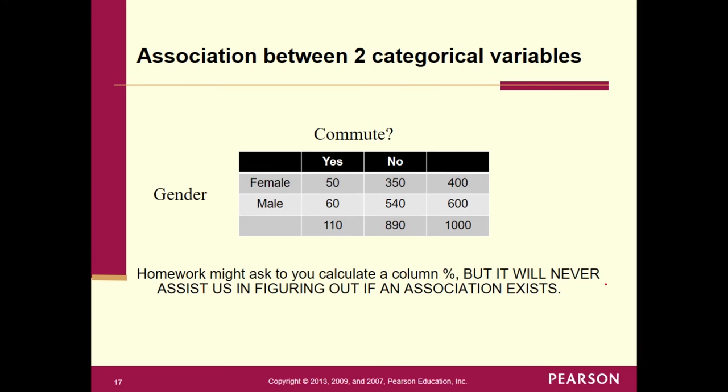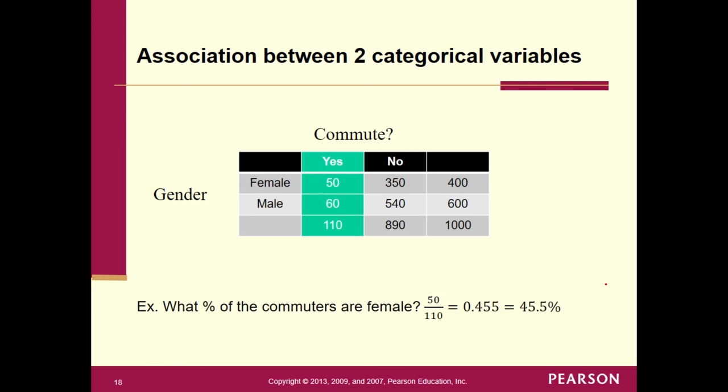All right, one last thing before we actually get into the particulars of the test. Homework might ask you to calculate a column percentage, but this will never ever assist us in figuring out if an association exists. So in other words, WebAssign might say, what percentage of the commuters are female? And so notice we aren't calculating row percentages, we're calculating a column percentage. What percentage of commuters? So when you say of commuters, we're talking about this column right now. And so, okay, we could figure it out. That would be 50 out of 110, or 45.5%.